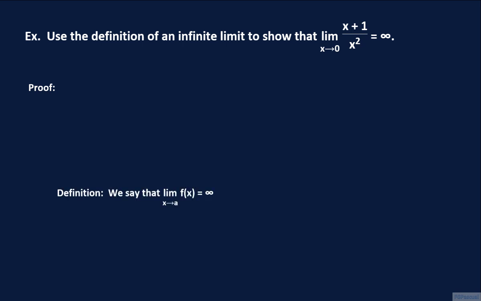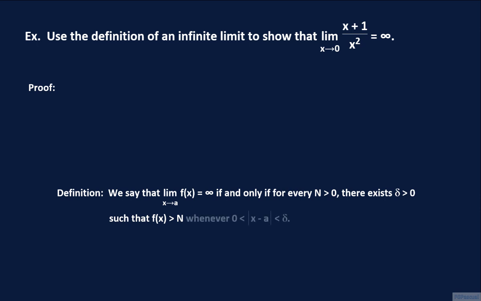We say that the limit of f of x as x approaches a is infinity if and only if for every capital N greater than 0, there exists delta greater than 0 such that f of x is greater than N whenever 0 is less than the absolute value of x minus a is less than delta. Here, f of x is equal to (x plus 1) over x squared, and a is equal to 0.